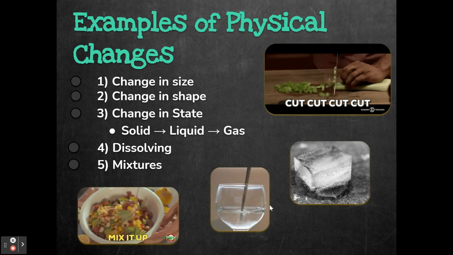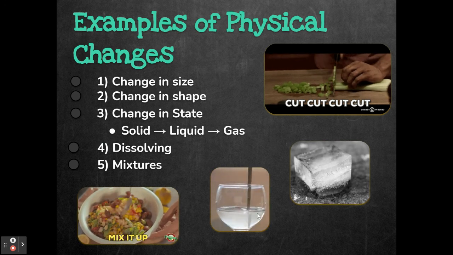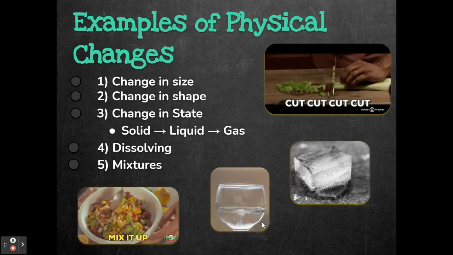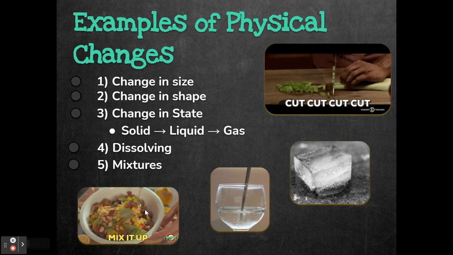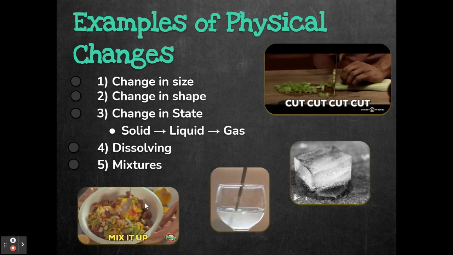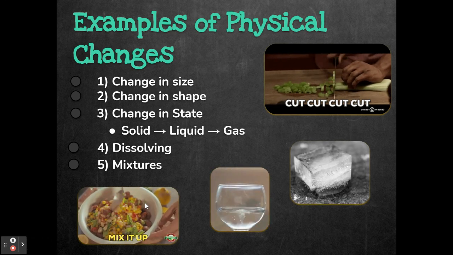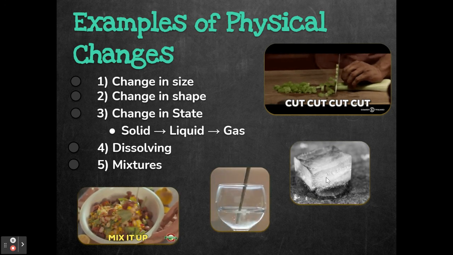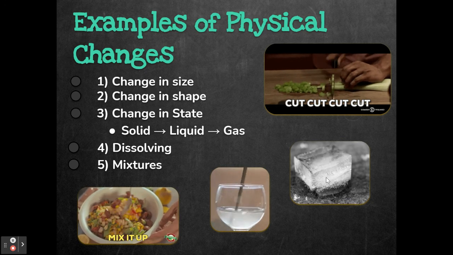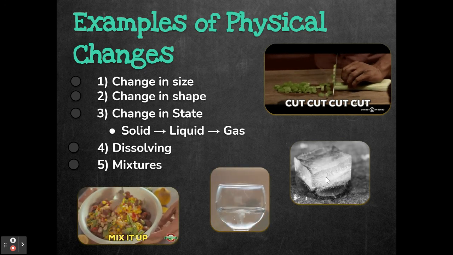Dissolving a substance. So here you've got someone dissolving salt in water. That is just a physical change. And then mixtures. That is just a physical change. Physical changes are ones that you can reverse. So for example, if you're melting ice, you can melt it into water and then freeze it again, right? You can reverse it. You can go back to what it used to be.